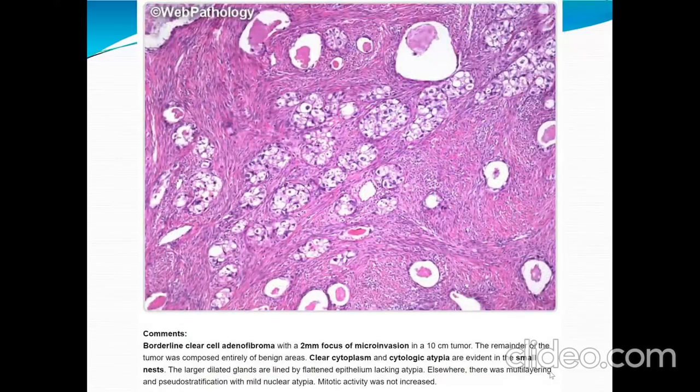But after discussing clear cell adenofibroma, we should also look at the borderline clear cell adenofibroma. Here we can see that the tumor is composed of entirely benign areas, but cytologic atypia is evident in the small nests. As we can see here, there are small nests here which are showing cytologic atypia. The larger dilated glands are lined by flattened epithelium and they are not showing any atypia, but we are seeing some small nests with atypia. Elsewhere, we can see multi-layering and pseudostratification with mild nuclear atypia.